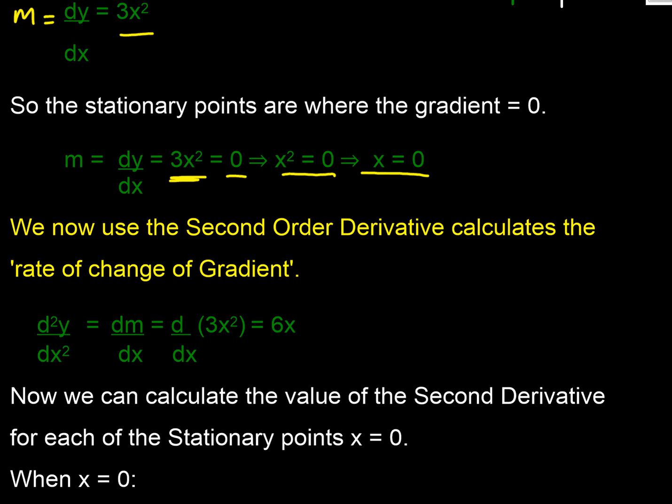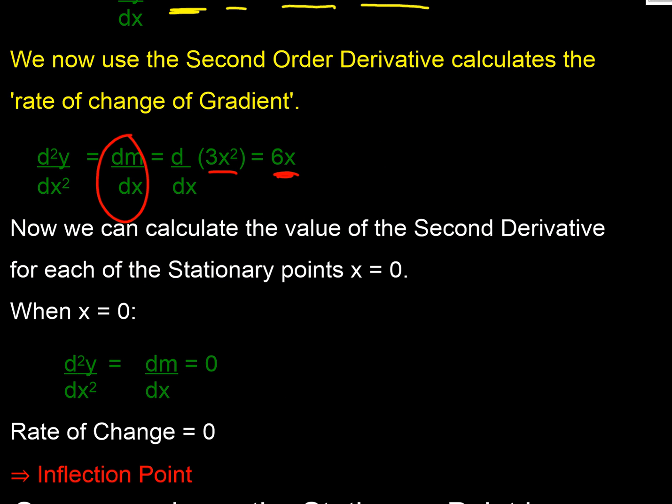Now if we look at the second order derivative, the rate of change of gradient, we know that our gradient is 3x squared, and if we differentiate that we end up with 6x. At our stationary point, we worked out that x equals 0. So the value of 6x when x equals 0 is 0. So the rate of change of gradient is 0. What's that telling us? That the rate of change equals 0, so we're looking at an inflection point.